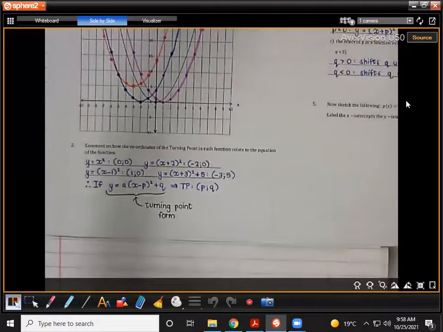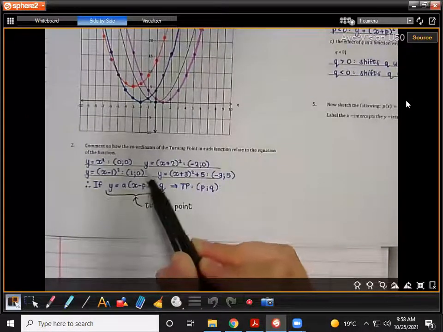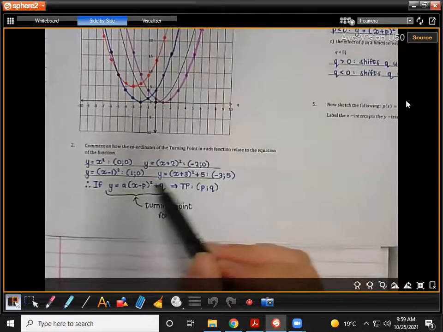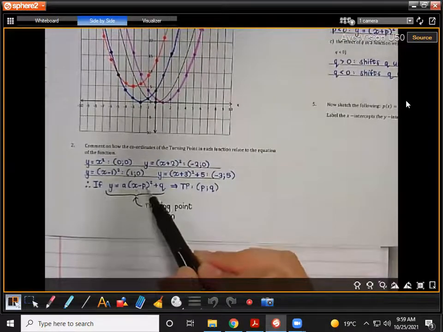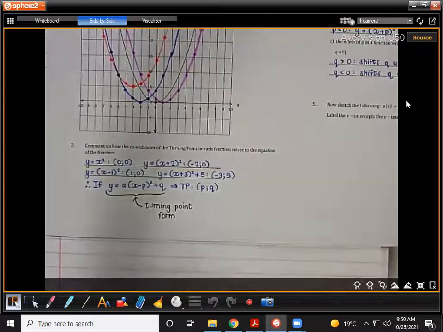The A value, we'll discuss just now what that means again, but the A value is outside of the bracket. Then you have your x minus p. Now guys, if it's minus p, then your turning point is going to have a coordinate of positive p. So the sign of the value inside the bracket is different from the sign of the value in the actual turning point.